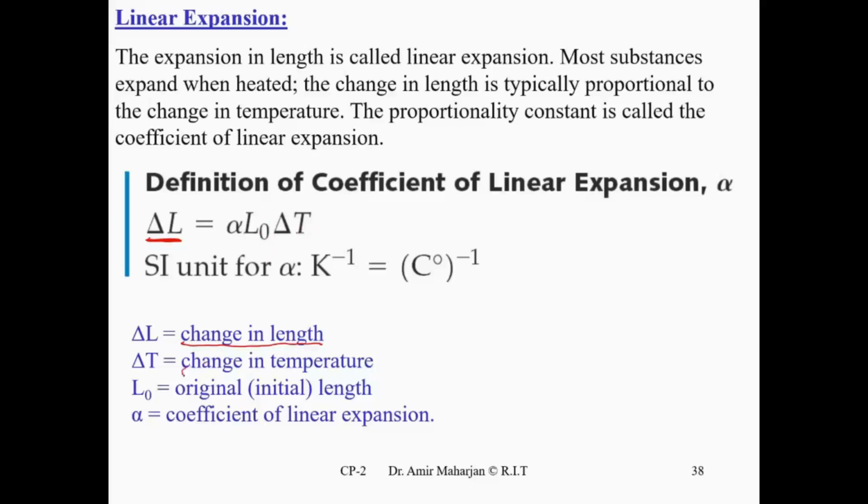Delta T is the change in temperature, L naught is the original length, and alpha is a constant for the given material. It depends on the material. It's called the coefficient of linear expansion. So this is the formula we'll be using to solve some numerical problems. Thermal expansion of any length, the linear expansion, is given by this formula.